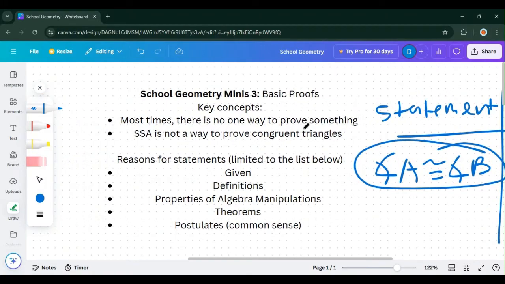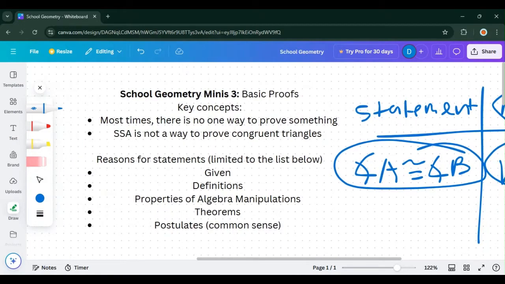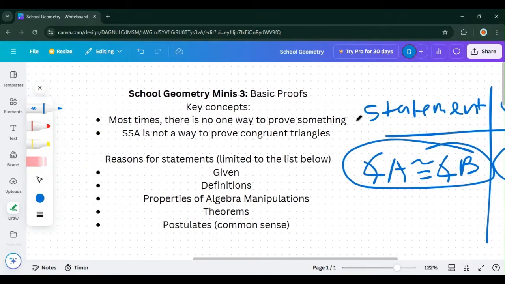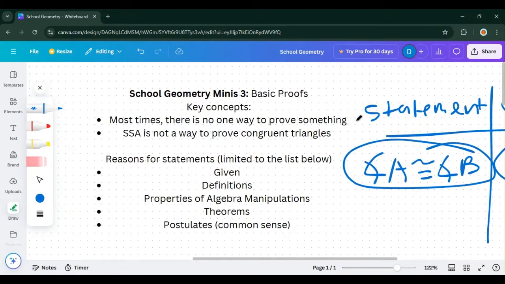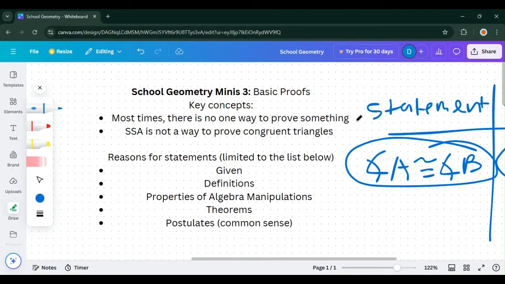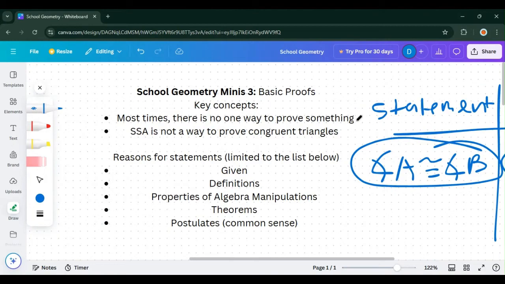So what are these reasons that we can list? Well, the first is given. Whatever the diagram or problem actually gives you is something that you can use in the reasons column. The second is definitions. The definition of a right triangle, for example, is also something that you can use in the reasons column. Properties of algebraic manipulations is also something that you can use, just like simple addition, subtraction, multiplication, and division, which we're going to talk about as well later.